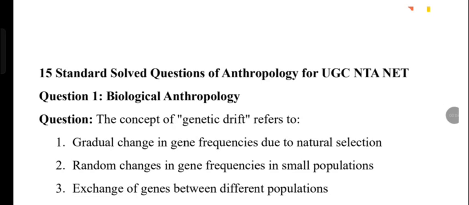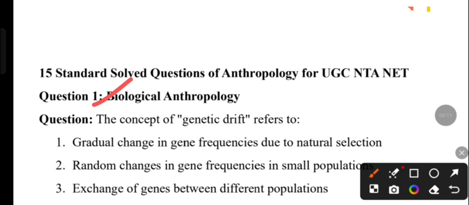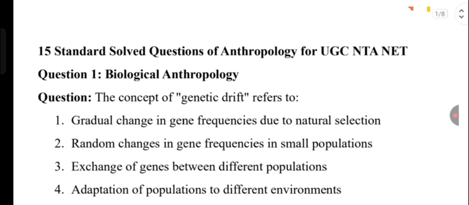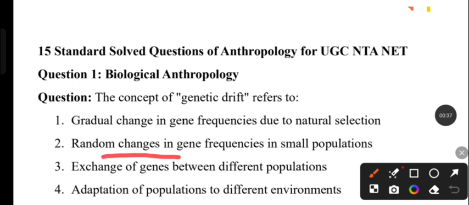Today we are going to solve 15 most important questions from UGC NET Anthropology paper. First question is from Biological Anthropology and the question is, the concept of genetic drift refers to: gradual change in gene frequencies due to natural selection, random changes in gene frequencies in small population, exchange of genes between different population, and the last one is adaptation of population to a different environment. So right option is random changes in gene frequencies in small population.